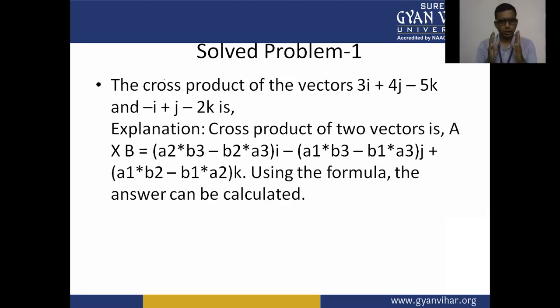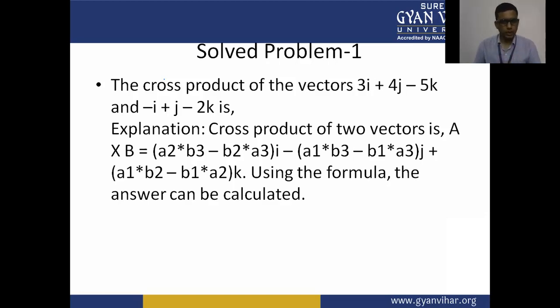Explanation. The cross product of the two vectors is A cross B. So (a2 b3 minus b2 a3) is the i component, minus (a1 b3 minus b1 a3) is the j component, plus (a1 b2 minus b1 a2) is the k component.